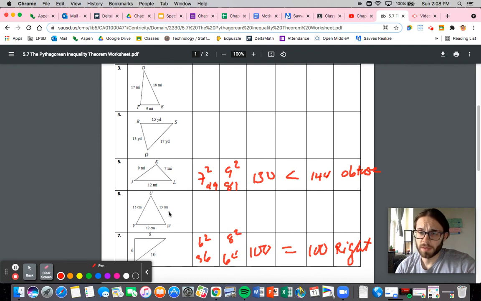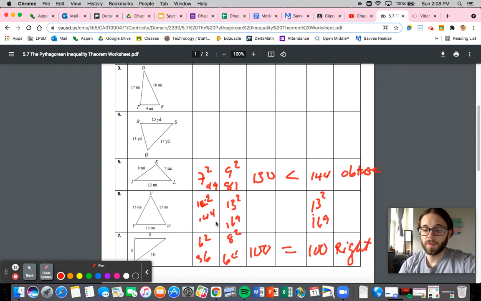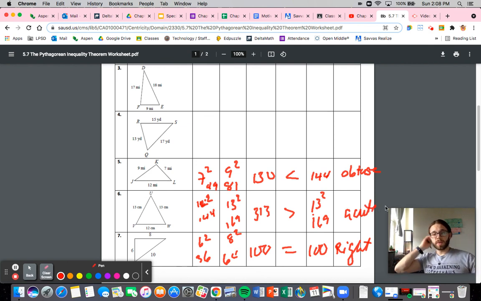By the way, if they're equal, you pretty much already know it's not going to be right. So 13 squared is 169. 12 squared is 144. So 144 plus 169, 313. That is significantly bigger. All right, so that is acute. Okay. So as you can see, that is ultimately how you deal with the Pythagorean inequality and the Pythagorean theorem in general. So let me know if you have any questions, and have a great day.